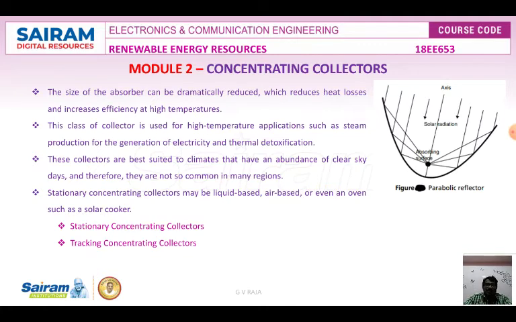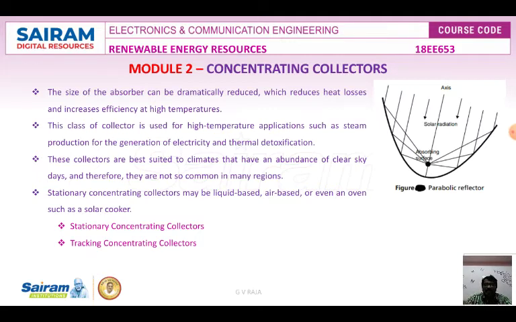This class of collectors is used for high temperature applications. Flat plate collectors are used for low temperature applications, and concentrating collectors are used for high temperature applications, such as steam production for the generation of electricity and thermal detoxification processes. These kinds of concentrating collectors are used there.